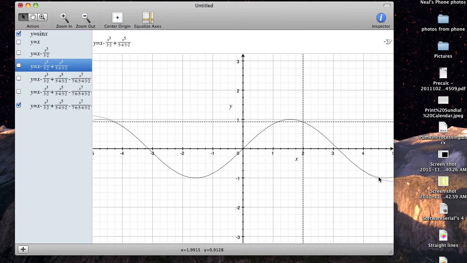So now let's keep that in mind, and this is how a calculator or your computer will actually approximate the value for sine x when you execute that function on your graphing calculator.